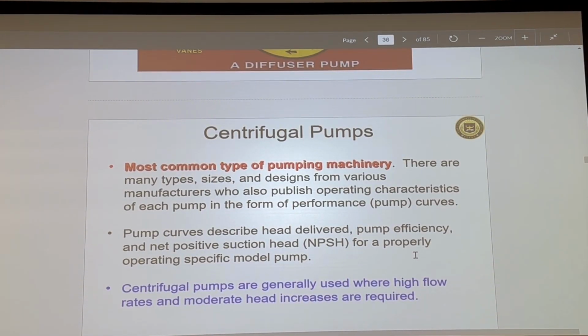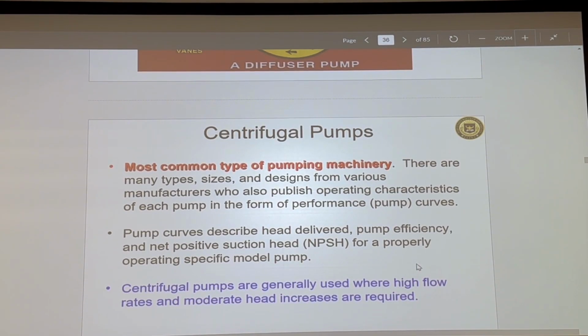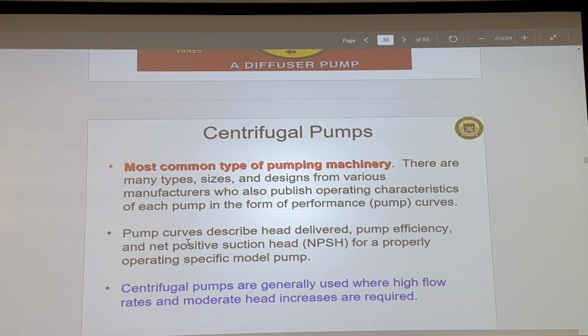So these are the things we'll be checking out, testing and collecting data to understand how the pump performs, how the efficiency is, and also how good it is against the resistance of the downstream valves and the friction of the pipes and things like that. The pump curve describes the delivered pump efficiency and net positive suction head for the properly operating specific models.